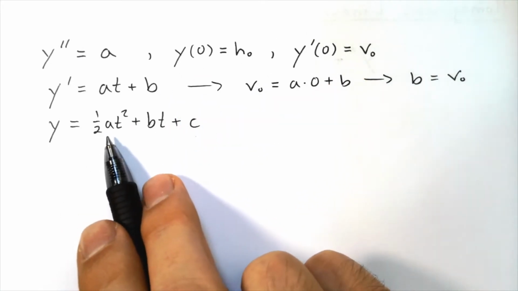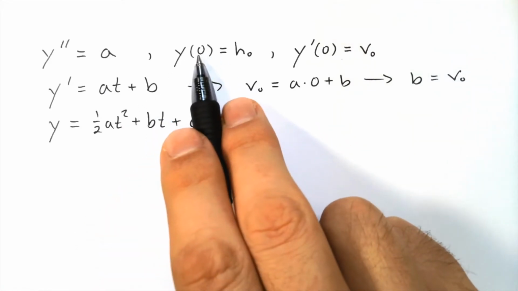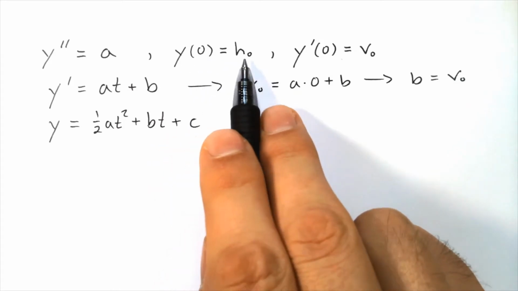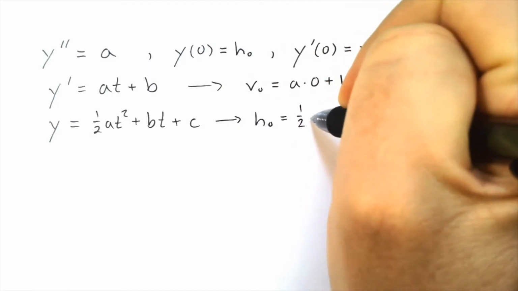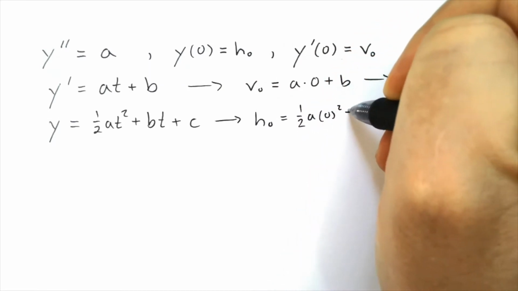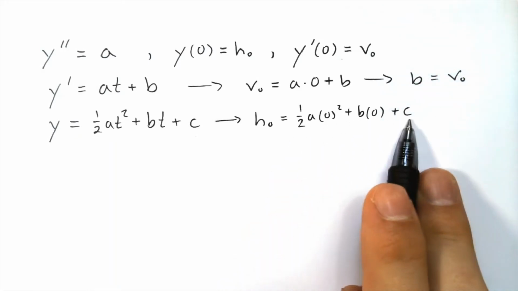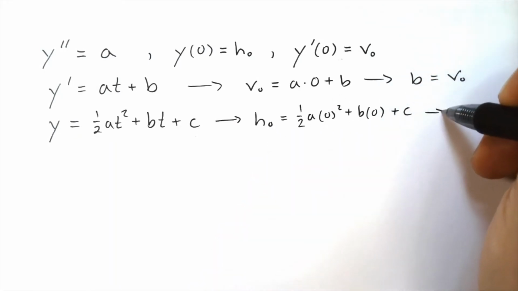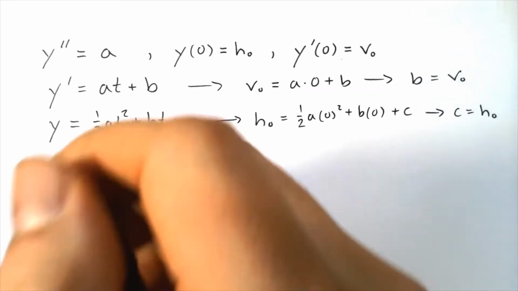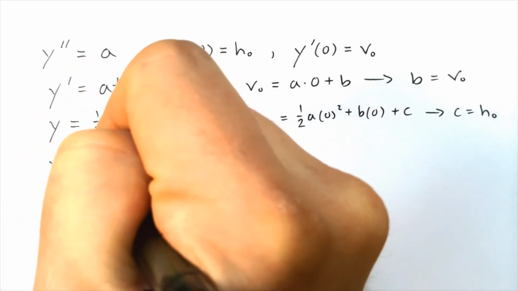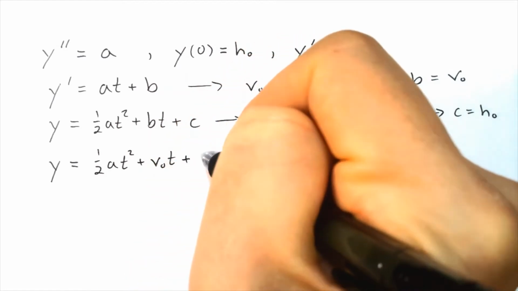And this one, I can use this equation to simplify this one. This is saying that when t is 0, y is h0. So if I plug that one in, I get h0 equals 1/2 a times 0 squared plus b times 0 plus c. Well, this stuff's all 0, so this is just saying c is equal to h0, the initial height. And so I can rewrite this again. Y is equal to 1/2 at squared plus v0t plus h0.